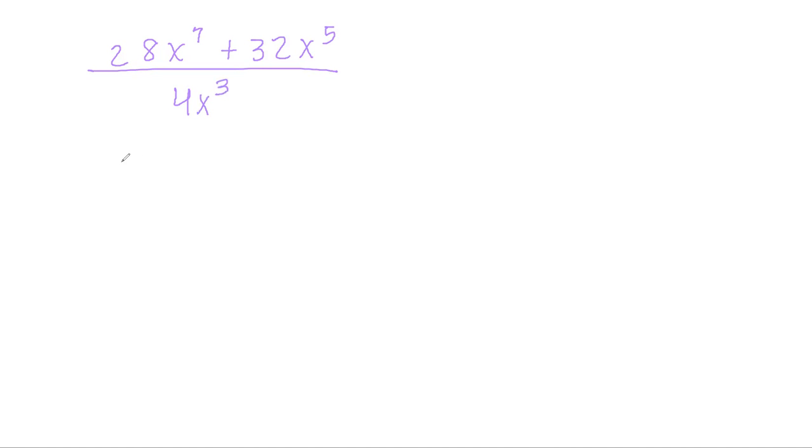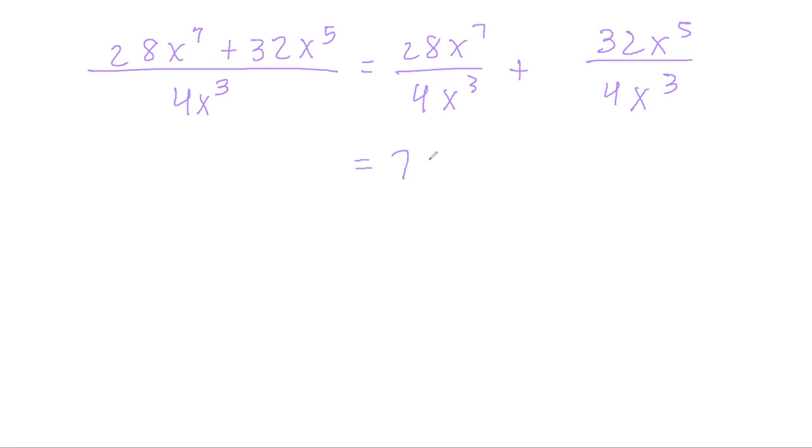Okay, so this is the same thing as splitting it apart as 28x to the 7th over 4x cubed plus 32x to the 5th over 4x cubed. The first one simplifies to 7x, 7 minus 3, so to the 4th, plus 32 divided by 4. I think that's 8, yeah, plus 8x, and then 5 minus 3 is 2. So that's my answer here.